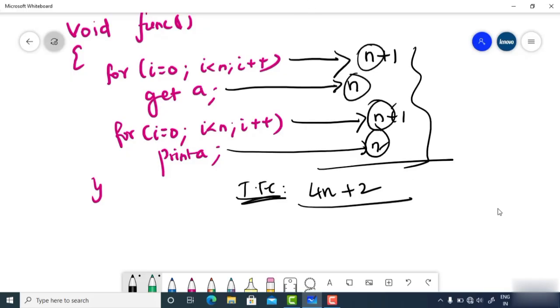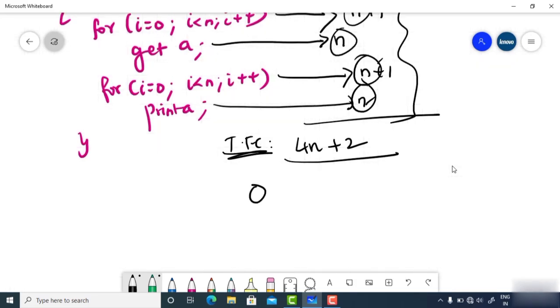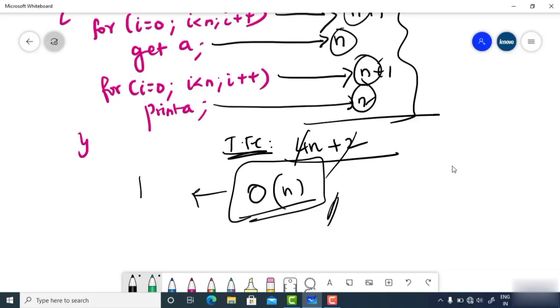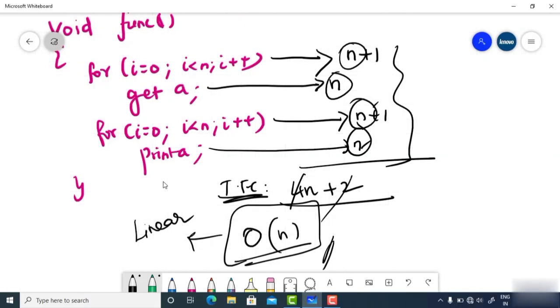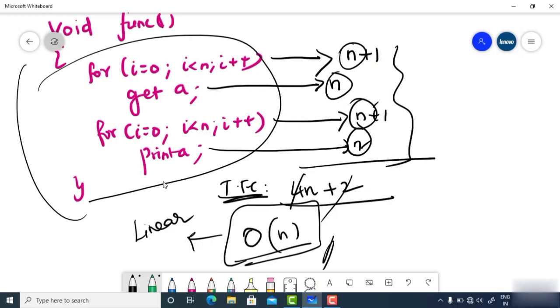What is the big O? Big O is, you have to ignore 4 and 2, so big O is O of n, right? That is the linear time complexity. So this program will take linear time.